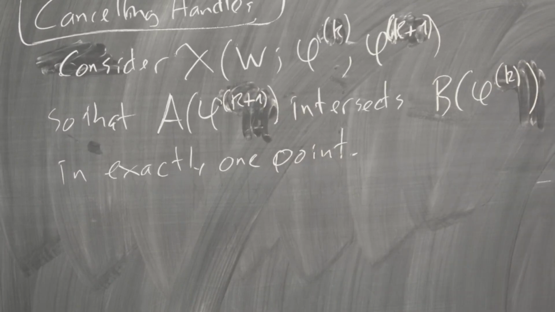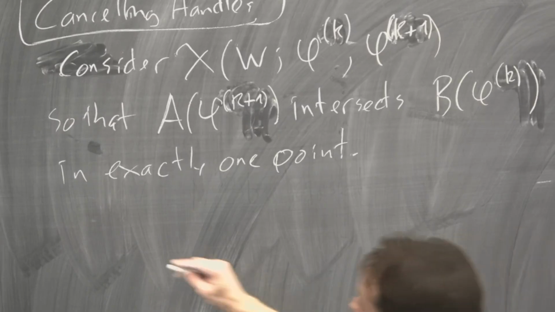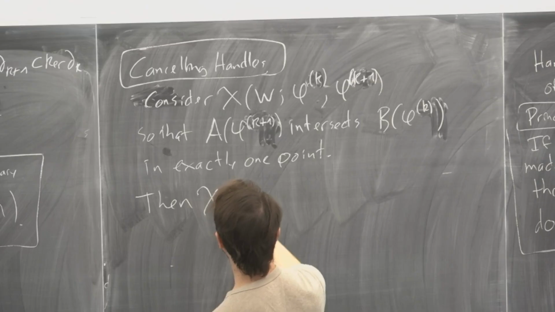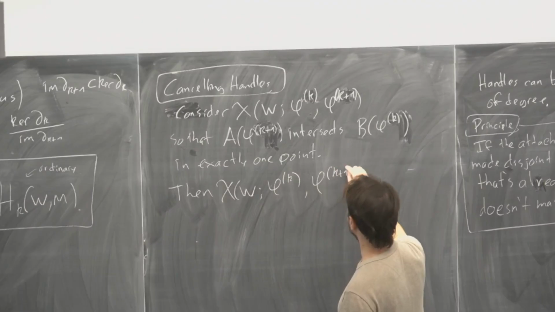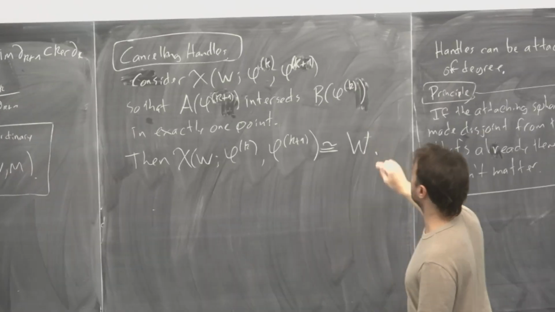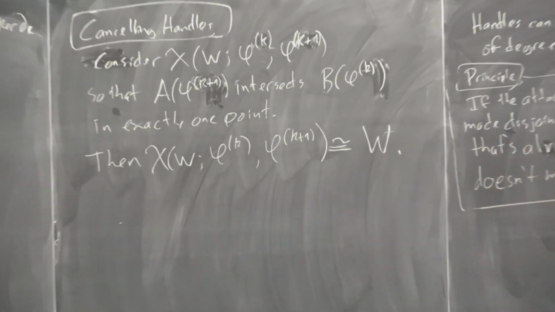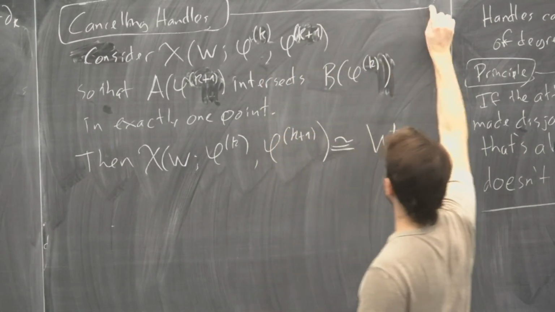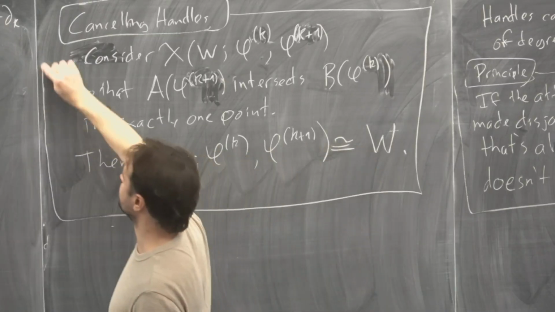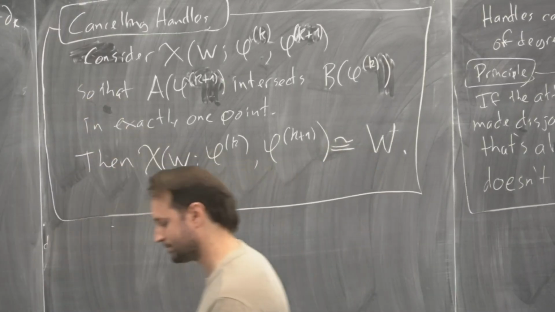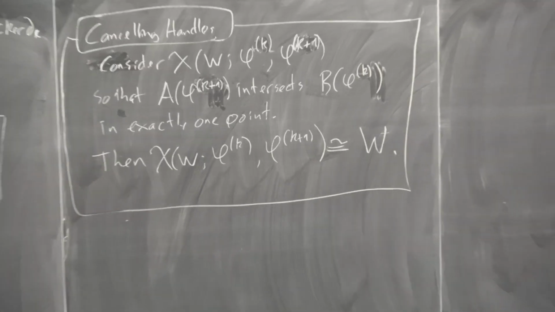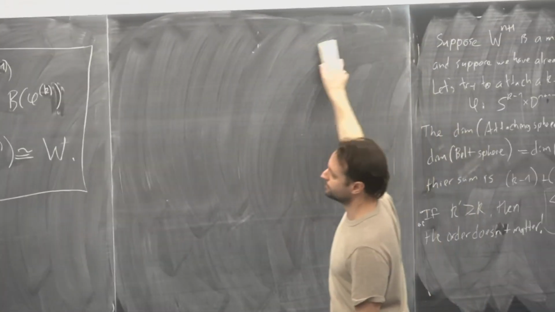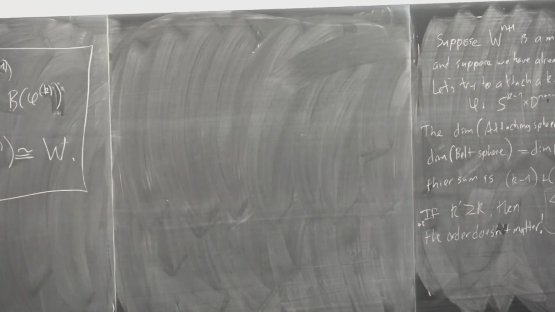So if the attaching sphere of our K plus 1 handle intersects the belt sphere of our K handle at exactly 1 point, then our manifold with the handles attached, like I said before, you can just scrunch it down. This is diffeomorphic to the manifold that we started with. This is the principle: if we have handles and we want to get rid of them, we need a lemma that says when we can actually drop them, and this is the lemma, cancellation of handles. So now this raises the issue that we had mentioned at the beginning: what if the incidence number is 1?